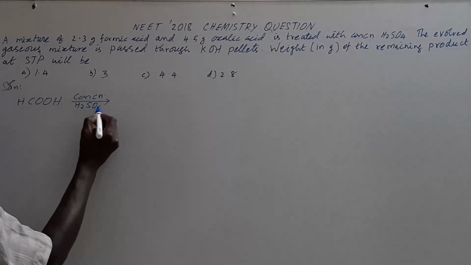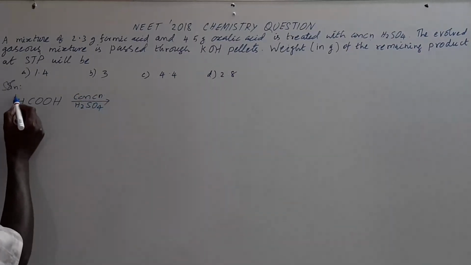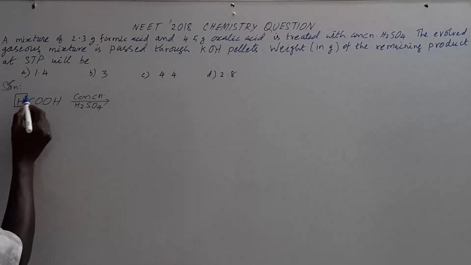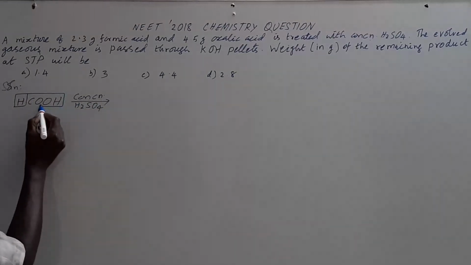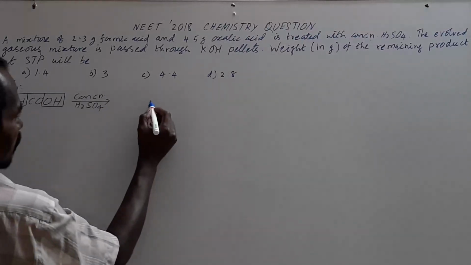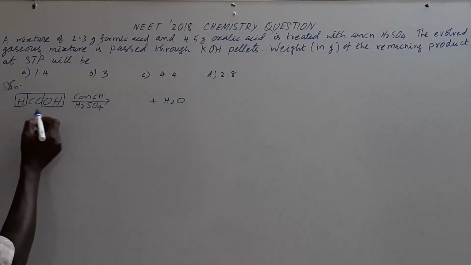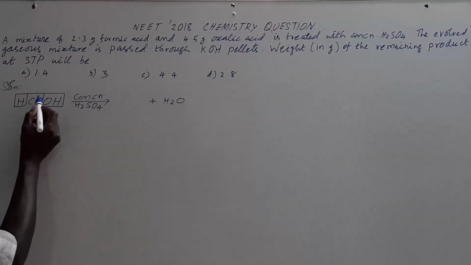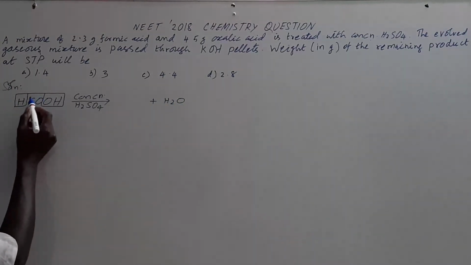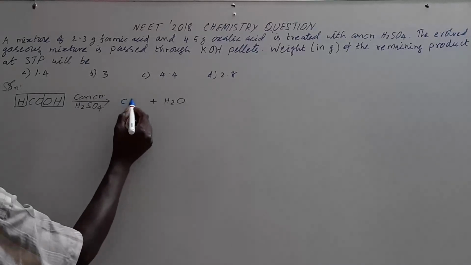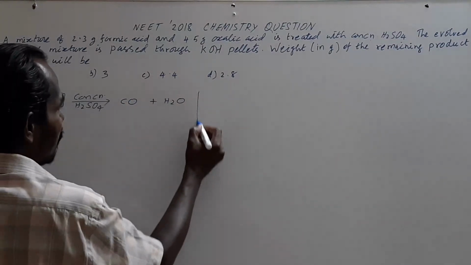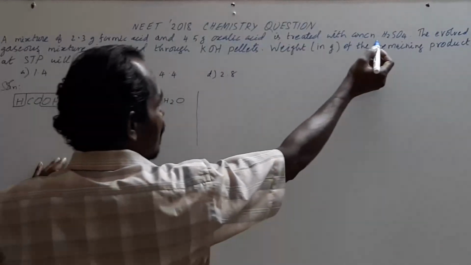Concentrated sulfuric acid is a dehydrating agent, so it removes a water molecule from formic acid. After the removal of water from formic acid, what is the rest? Carbon monoxide. Then we will see oxalic acid with concentrated sulfuric acid.